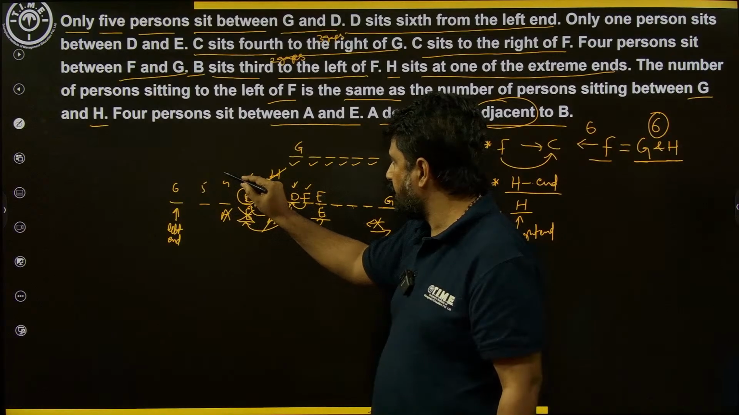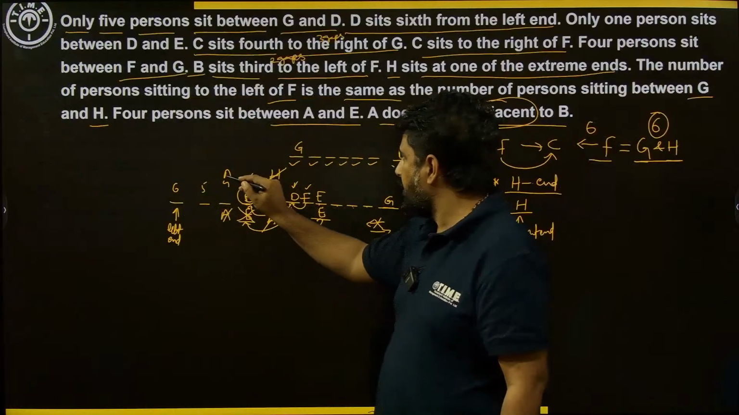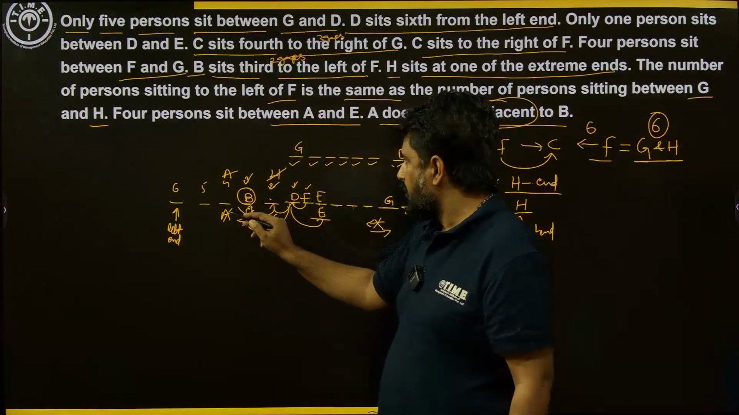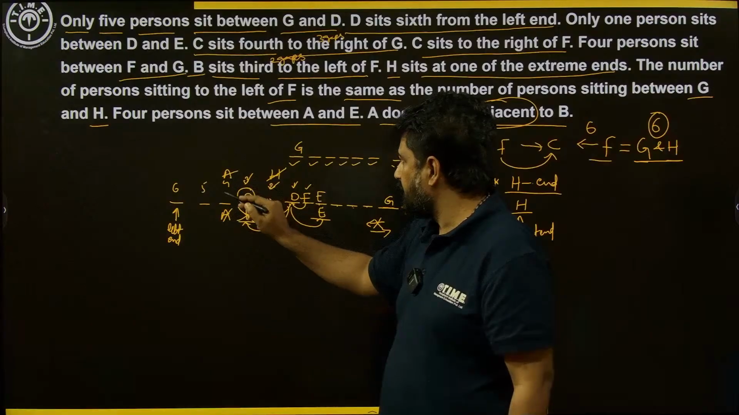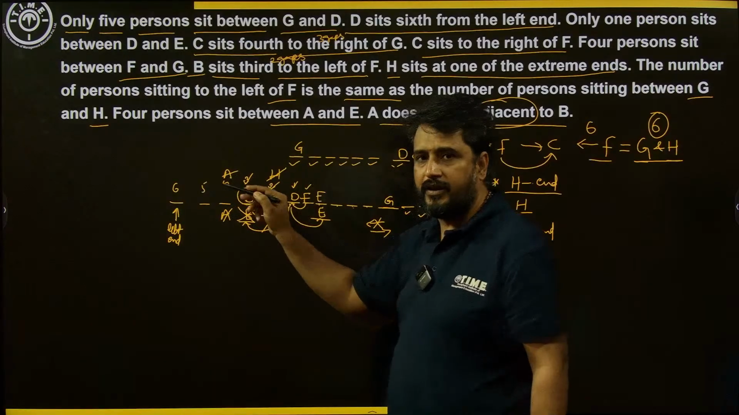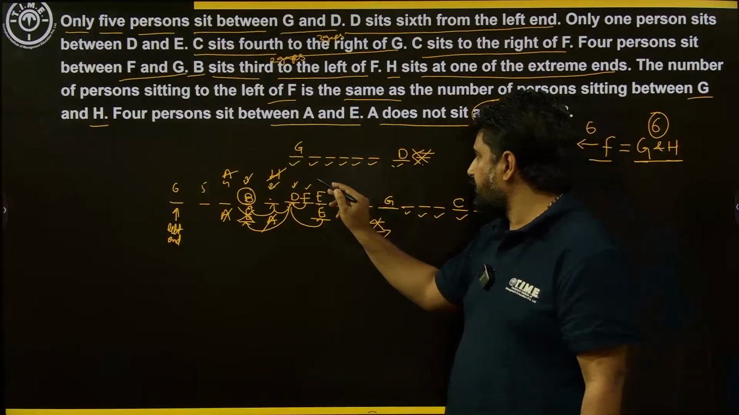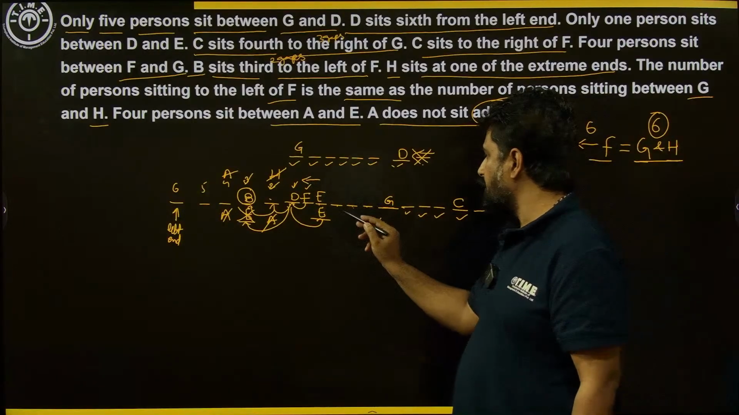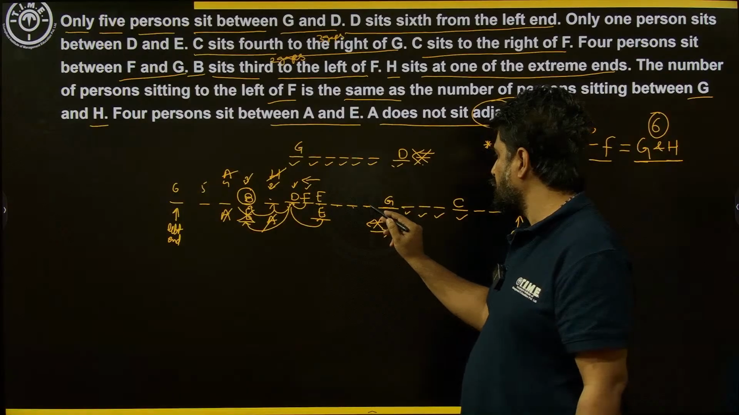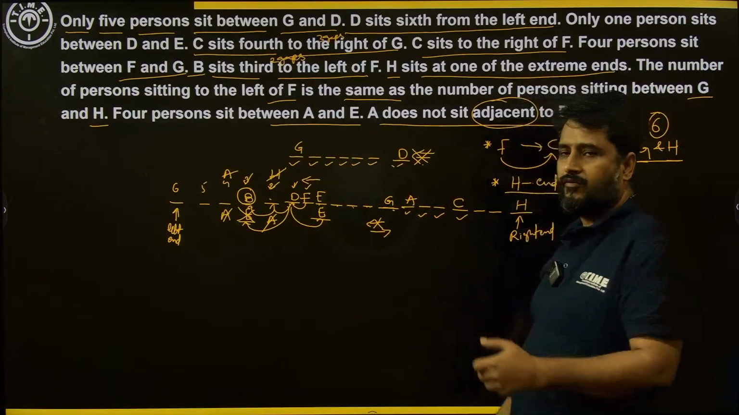I cannot take the A here. If 4 gaps are taken, A is at the 4th place. But this position cannot be given to A because A will become adjacent to B. So I cannot take it to the left side of E. So I should take it to the right side of E. 1, 2, 3, 4 gaps. Here will be A. So this is our final arrangement.